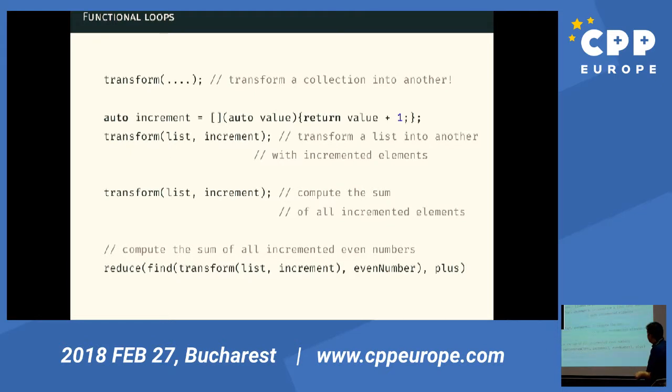And you can even read something like this, right? I increment the elements from a list, and then I find the even numbers, and then I append all of those, and I get that. It's fairly easy. It's one line of code that expresses a lot of functionality.